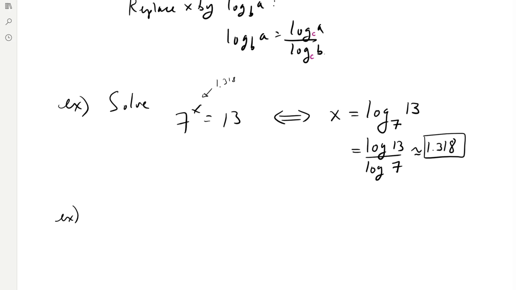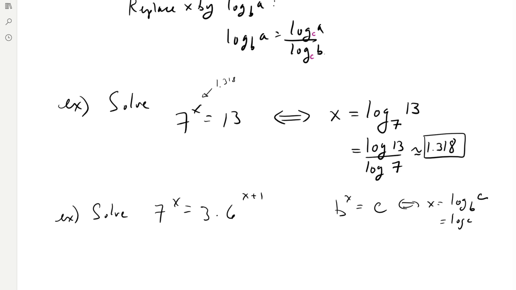Second example, we're going to solve this equation, which is a bit more complicated. This is 7 to the x equals 3 times 6 to the x plus 1. So my goal is to eventually write this as an exponential equation of the form b to the x equals c. This way I can translate it into a logarithmic equation afterwards, and then use the change of base formula. So this is what I'm aiming for.